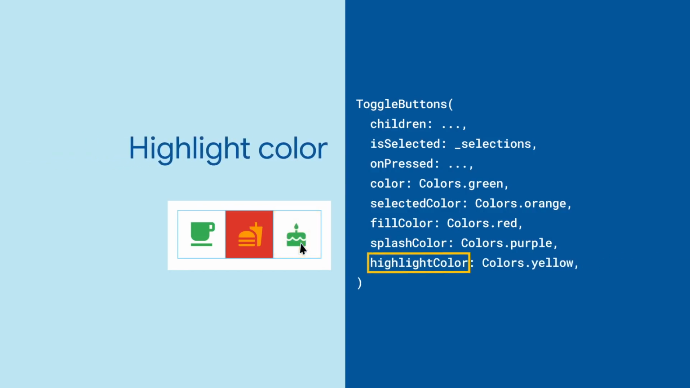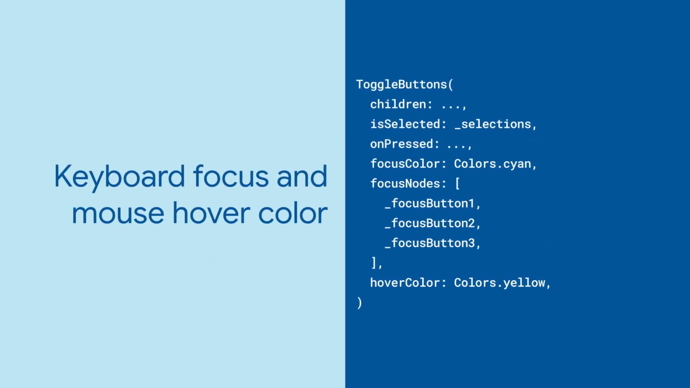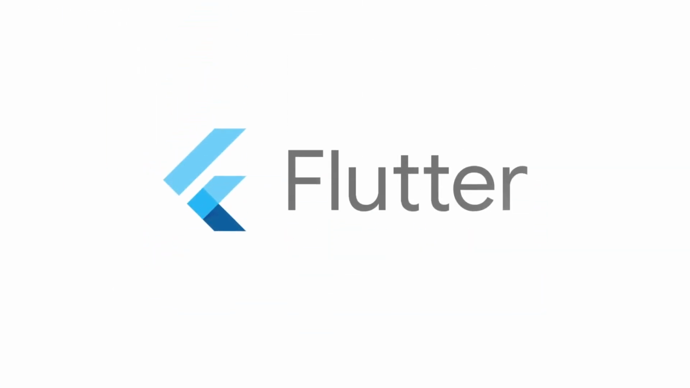You can also set the color when the toggle button selection is disabled. If your app is running in an environment with a keyboard, you can customize the color to indicate the button is in focus. And if the app is running in an environment with a mouse, you can set the hover color too. For more on toggle buttons and all the other Flutter widgets, head over to flutter.dev.